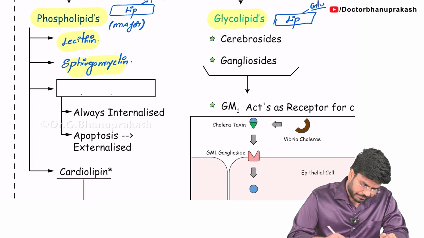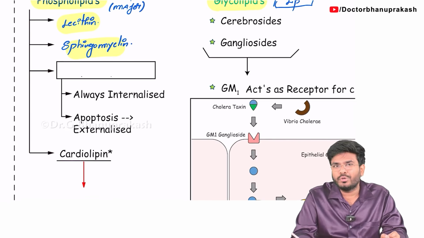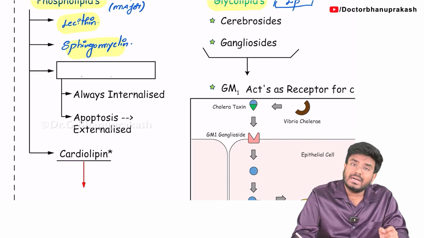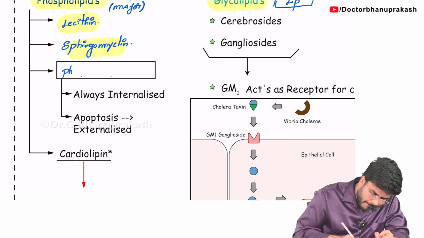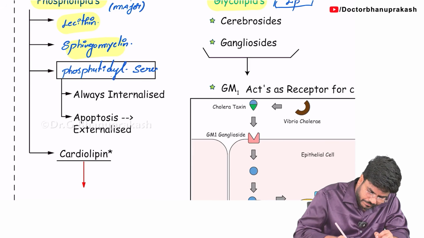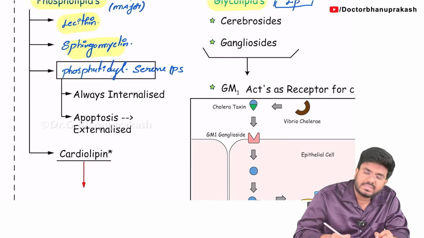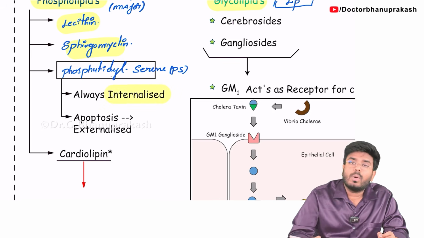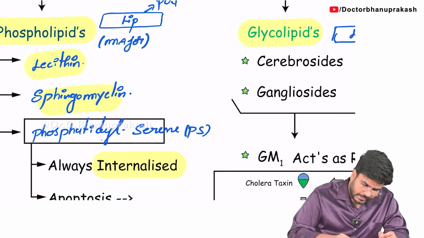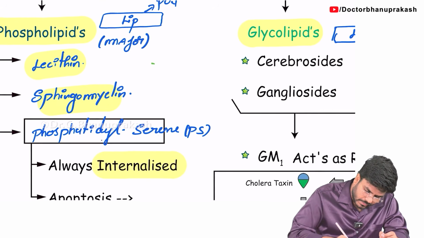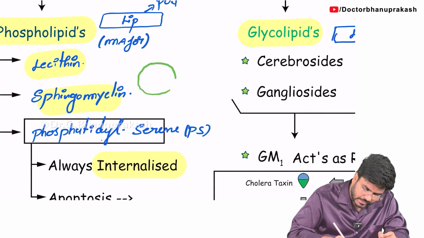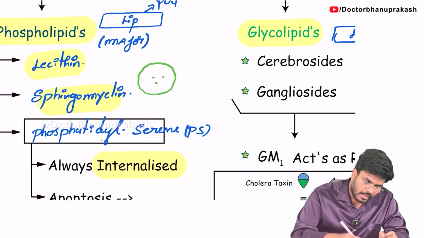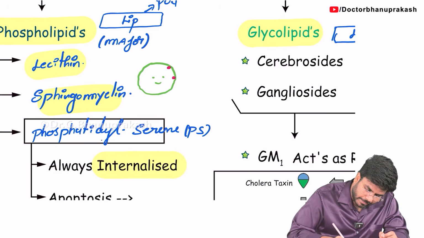Next, the third type of phospholipid. I have told you that in the recent exam this question was asked. The third type of phospholipid is called phosphatidyl serine, or PS in short form. This phosphatidyl serine is always internalized. What do I mean by that? Let's take a healthy cell, a happy cell. In this healthy cell, the phospholipid phosphatidyl serine is always internalized, which means it's always towards the cytoplasm.